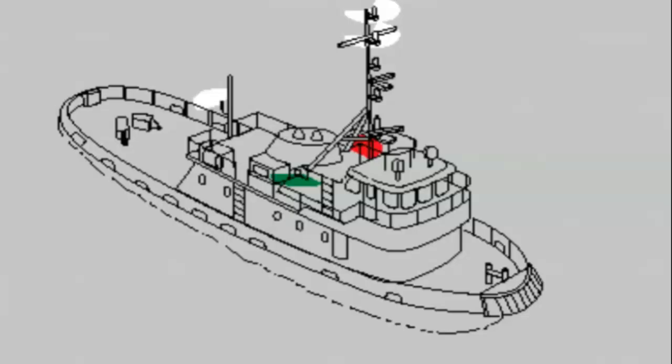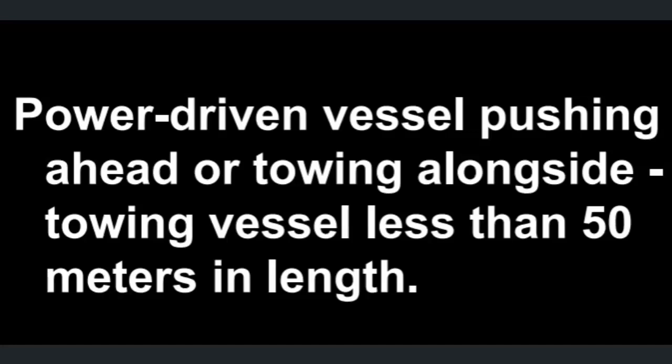Lesson 13, COLREGS, Lights and Shapes, Flashcards. Observe the vessel. Fully describe the vessel based on the lights or shapes shown. Note the sectors of the lights in this diagram. Lesson 13, power-driven vessel, pushing ahead or towing alongside. The towing vessel is less than 50 meters in length, and this is the international regulation.